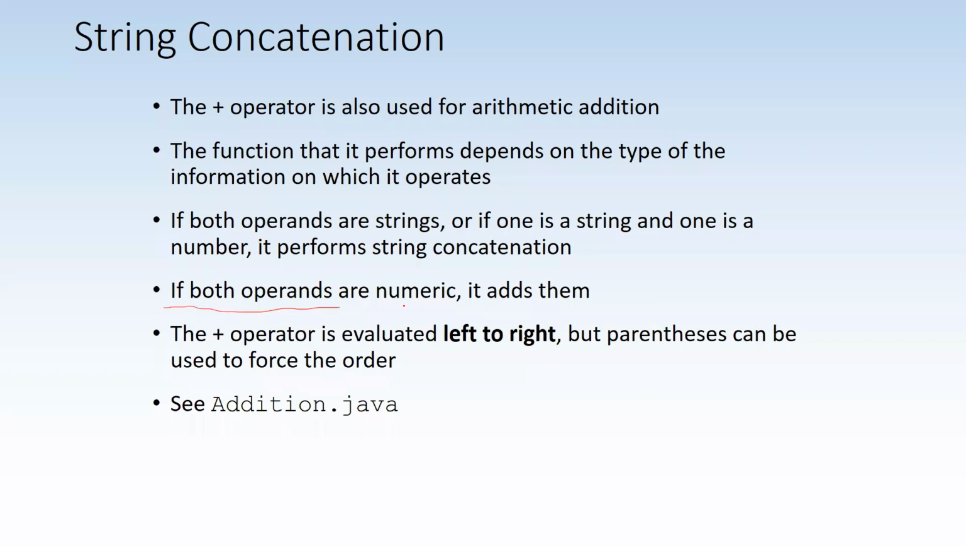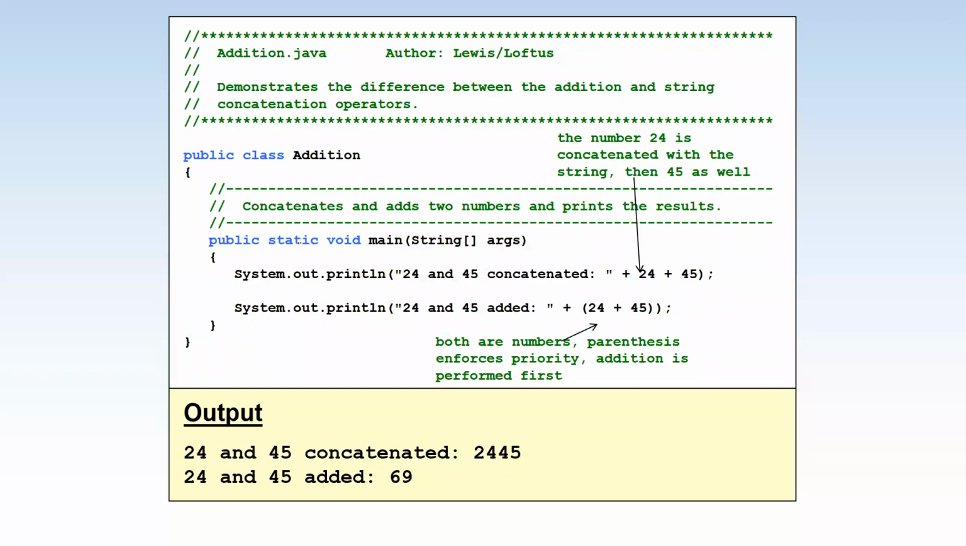Here, if both operands are numeric, it adds them. The operator is evaluated from left to right, but parentheses can be used to force the order. If both operands are strings, it concatenates them. If both operands are numbers, it adds them, and they summate them. What else? Let's look at this example. As I said, this is different from Python. That's why I'm spending a little bit more time on this.